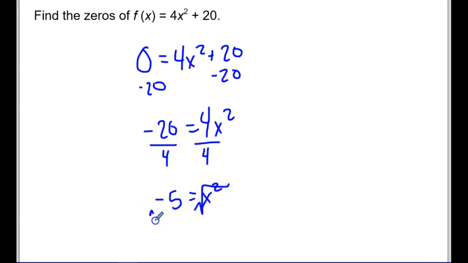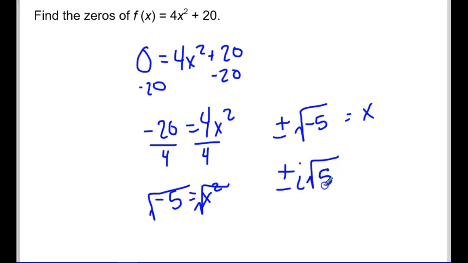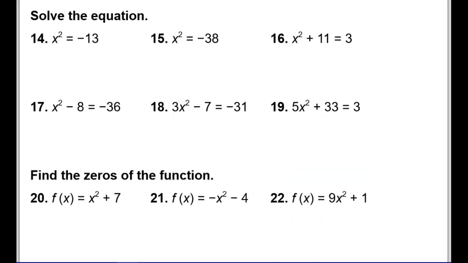So to undo the squaring, I take the square root. So I have a plus or minus. We always have to have that included. The square root of negative 5 equals my x. Well, now I have this negative, and I don't want to leave this inside my radical. So I can pull out my i times the square root of 5 equals x. So these are the two roots, the imaginary roots of my quadratic. So now here are a few more for you to try and see how you can do with these.